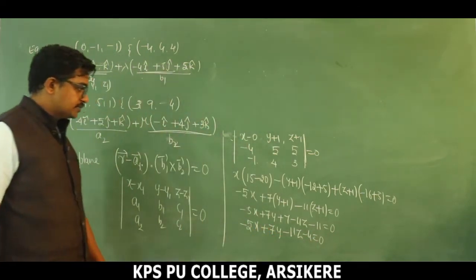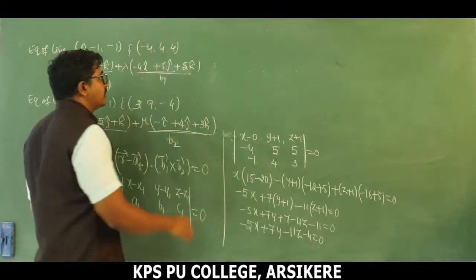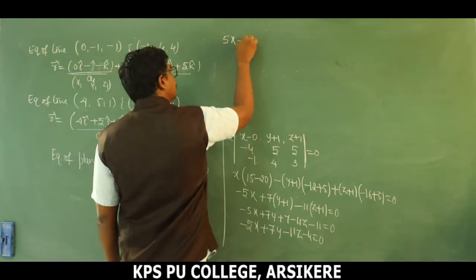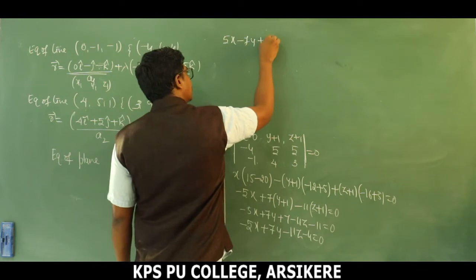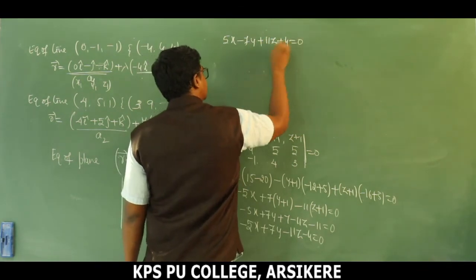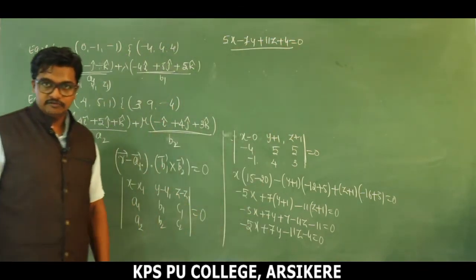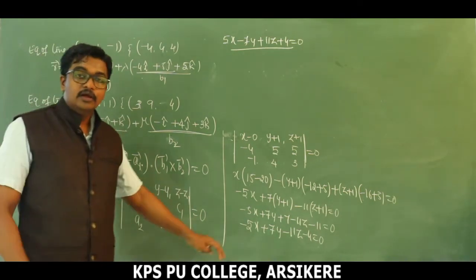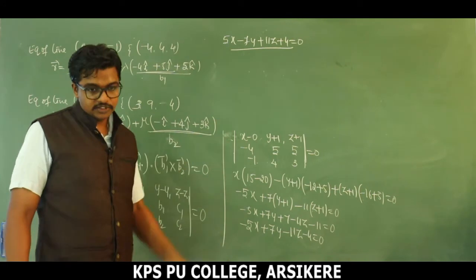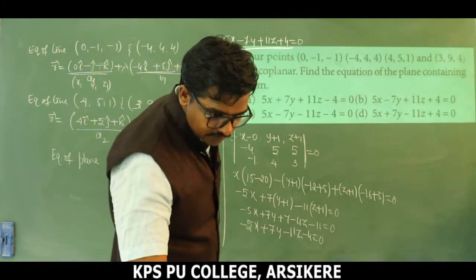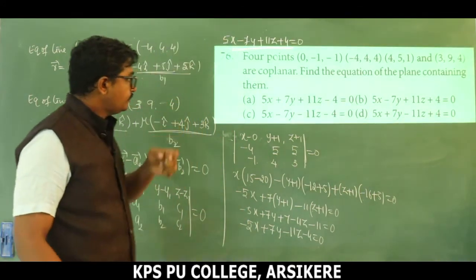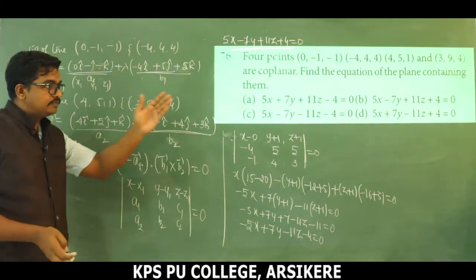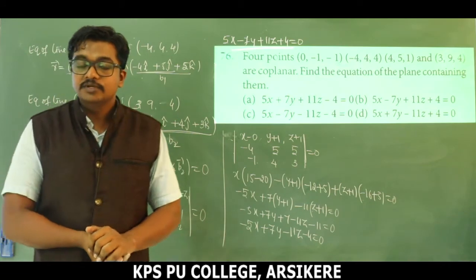So multiply with a negative sign for this one. I will write this equation here: 5x minus 7y plus 11z plus 4 is equal to 0. This is our equation. Multiply minus 5x plus 7y minus 11z minus 4 equal to 0 by a negative sign, and we get this equation. Okay. Just observe what is the option. 5x minus 7y plus 11z plus 4 is equal to 0. Option B is our right answer.